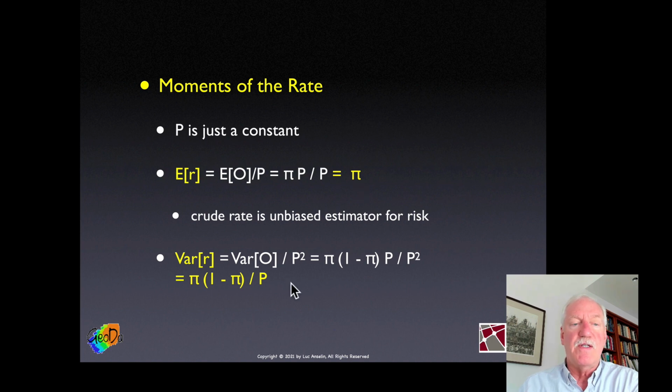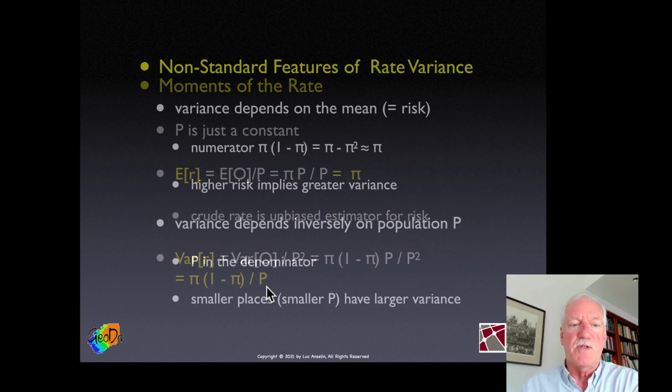For the variance, it's slightly more complicated. So we still have the variance of the numerator, but now because it's a variance, we need to divide it by p squared. So that gives us pi times 1 minus pi times p, over p squared. So the result is pi times 1 minus pi divided by p. And in a number of respects, this is an unconventional result. And in terms of what?